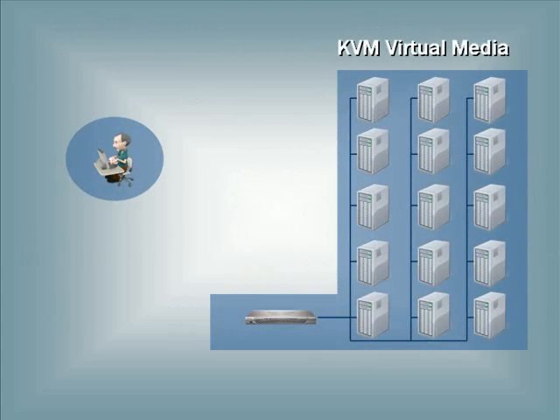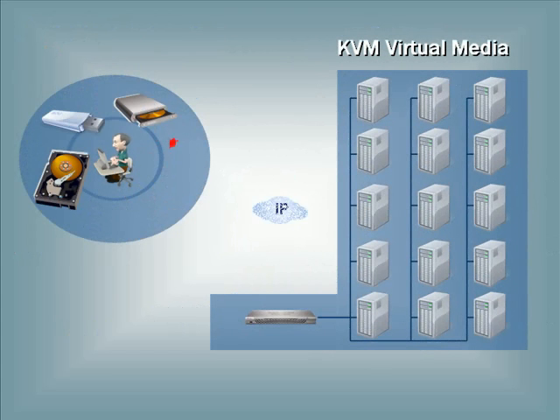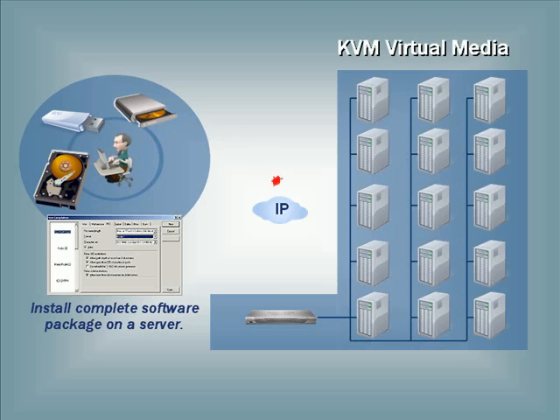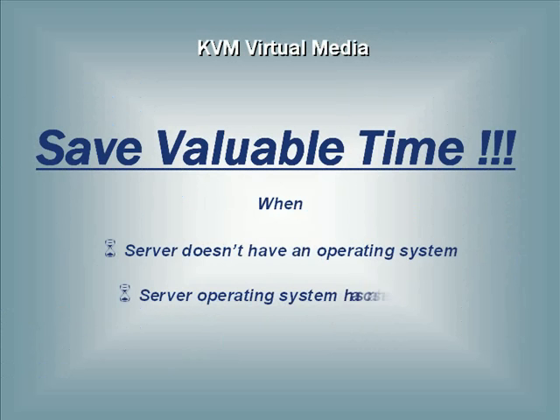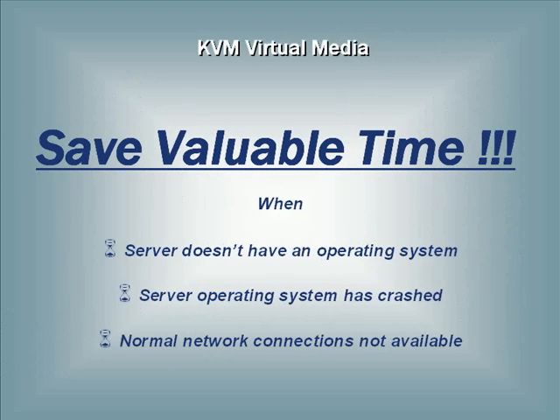Some KVM switches feature virtual media. You can use the KVM switch to transfer files from your hard drive, flash drive, or CD or DVD to a target server located anywhere in the world. You can also use ISO images to install a complete software package onto a server, including installing the operating system onto a crashed server. Virtual media can save IT staff valuable time when the server doesn't have an operating system, or the server's operating system has crashed, or the normal network connection to the server is not available.